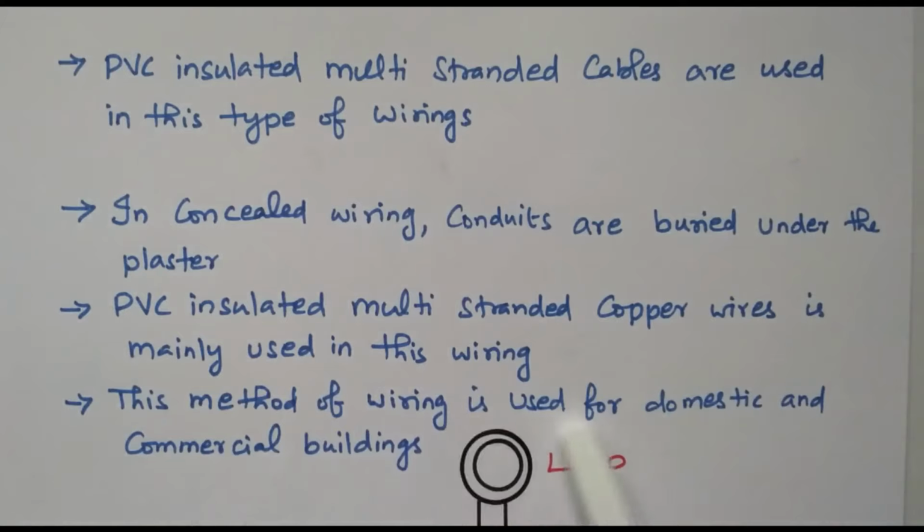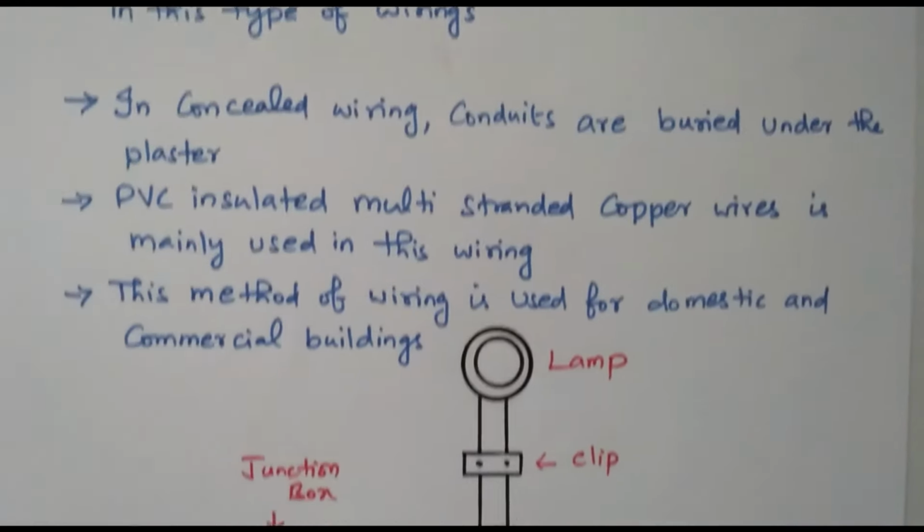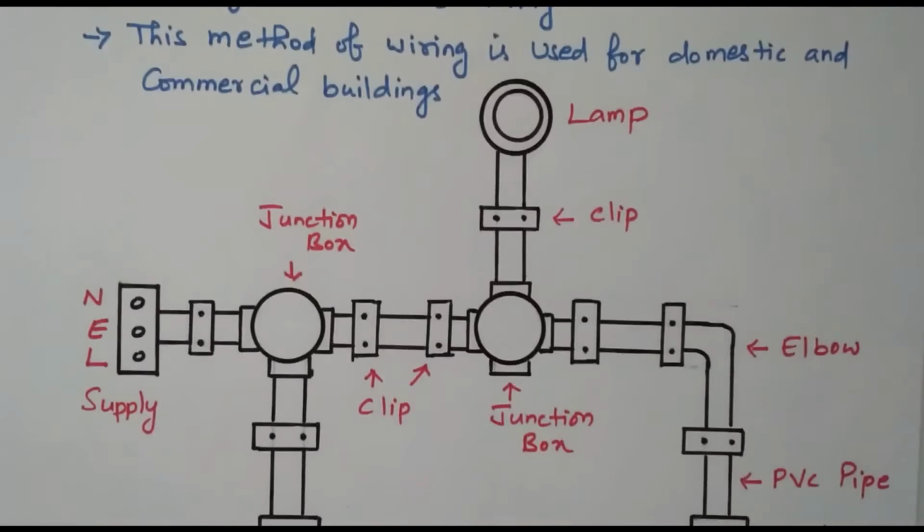This method of wiring is used for domestic as well as commercial buildings. So nowadays we are using this type of wiring. Earlier this type of wiring was placed over the wall. We could see all the wiring, the PVC pipe, everything. Nowadays it is placed inside. We can see only the switchboard. The wire, elbow, pipe, everything are placed inside the wall. One diagram is available so that we are able to understand easily.